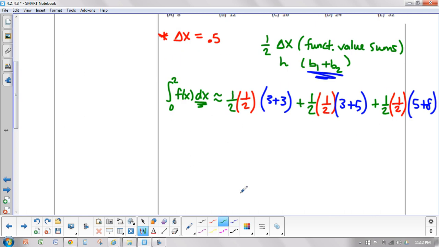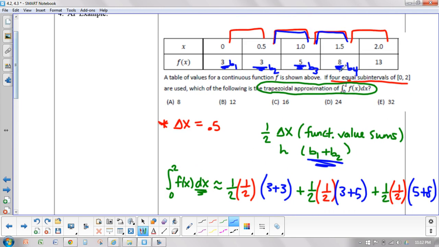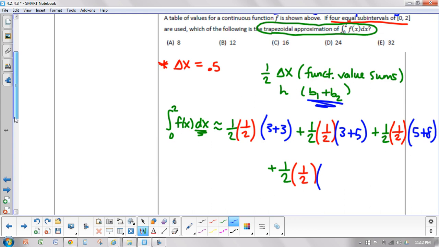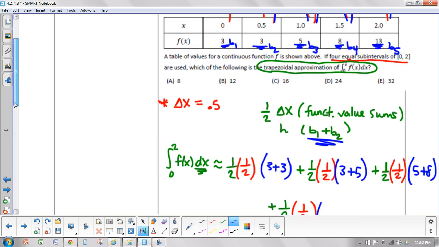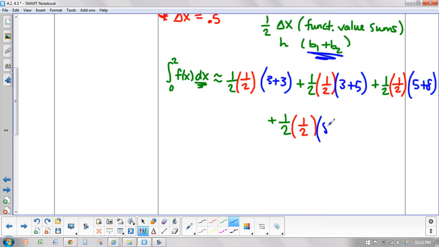And then plus a half, because it's trapezoidal rule, a half, because the delta x is a half. And then I need to go add up the function values for those bases. So between here and here, I would be using base 4 and then base 5 for 13. So I'll add up 8 and 13 for those function values.